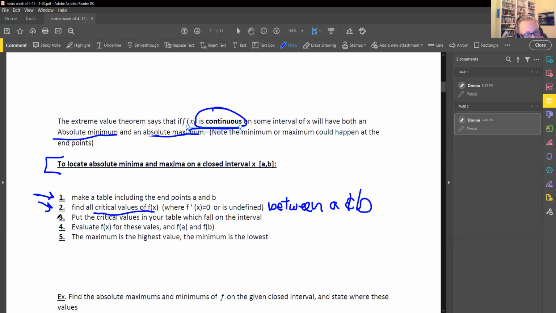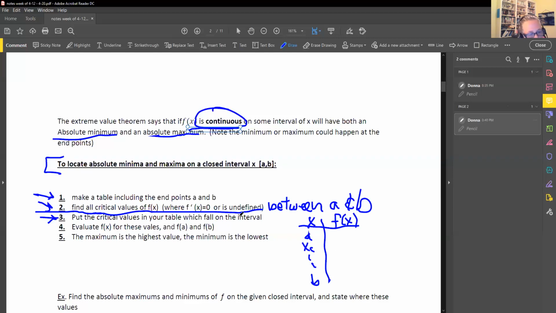We put them on the table like we do. Oh, sorry, I'm not doing a sign test. I don't need to do a sign test. Sorry. Critical values, we're going to make a table like so. And we're going to put our endpoints on there, and we're going to evaluate the function at these various points. And any critical values that lie between a and b, I'll just call them xc's, we're going to evaluate.